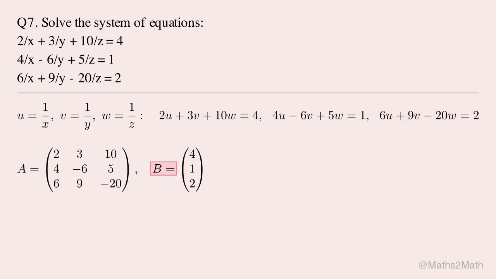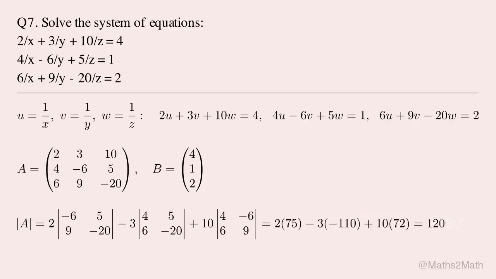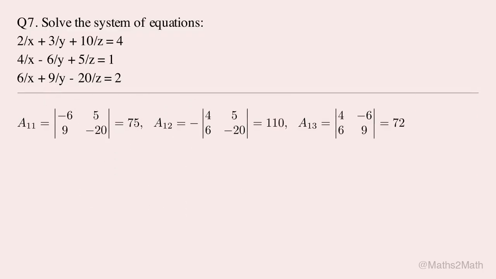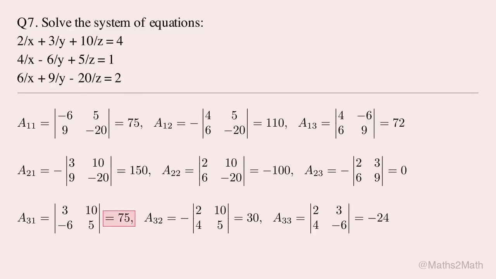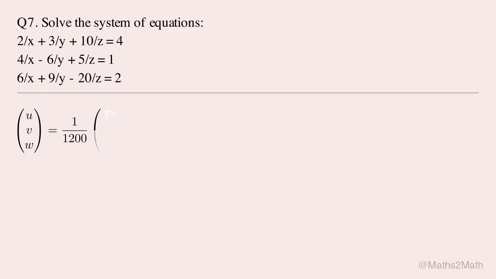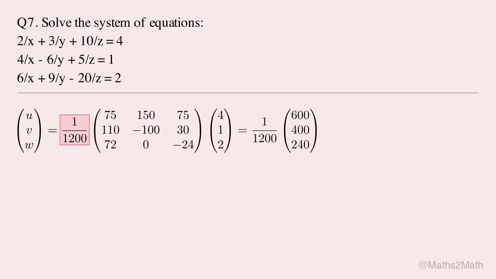Matrix form. The determinant, expanded along the first row. 150 plus 330 plus 720 is 1,200. Cofactors of row 1. Cofactors of row 2. Cofactors of row 3. Adjoint times b over 1,200. The sums are 600, 400, and 240. So u is a half, v a third, w a fifth. Undoing the reciprocals gives x, y, z.